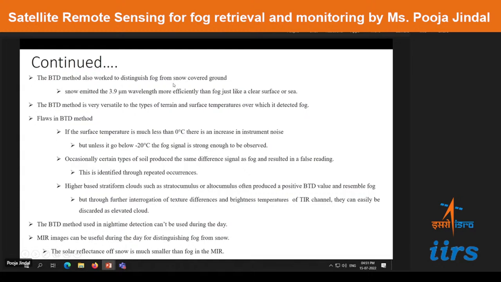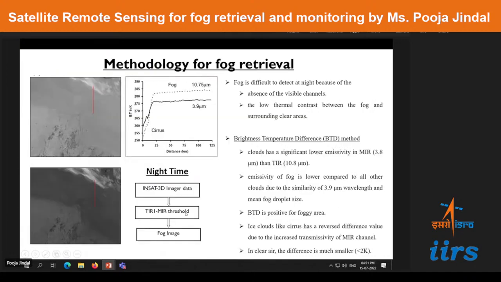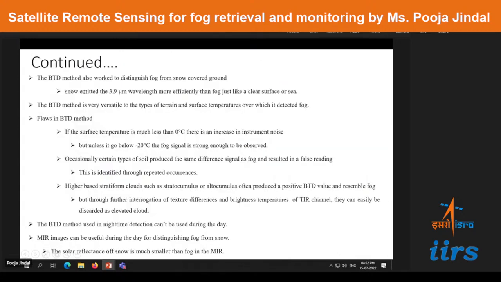Right. This method also works to distinguish fog from snow-covered ground. So how is the snow removed in this simple BTD difference? This is because snow emits the 3.9 micrometer wavelength more efficiently than fog. So if emission in 3.9 is more, the difference between 3.9 and 10.8 will not be positive, or if it is positive, it will be very small. It will not be more than 2. So that's how snow is also simply removed in this difference.